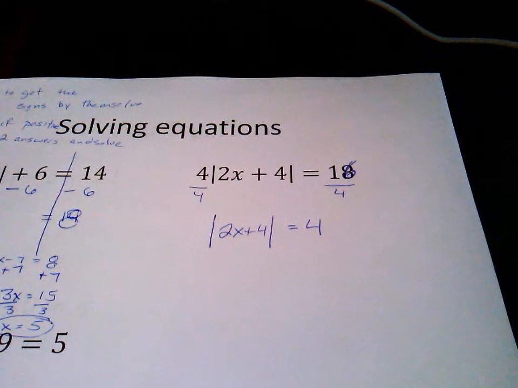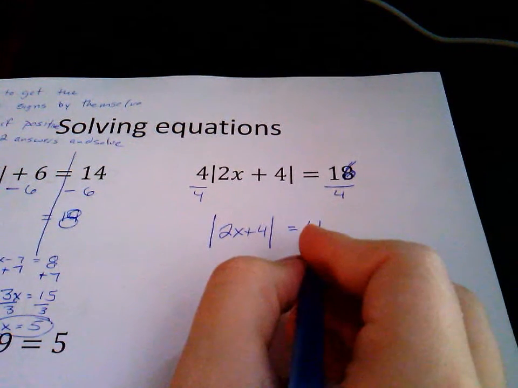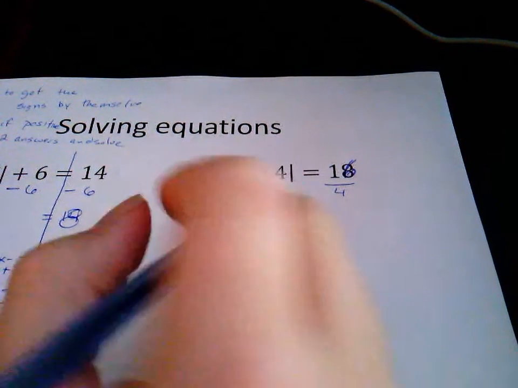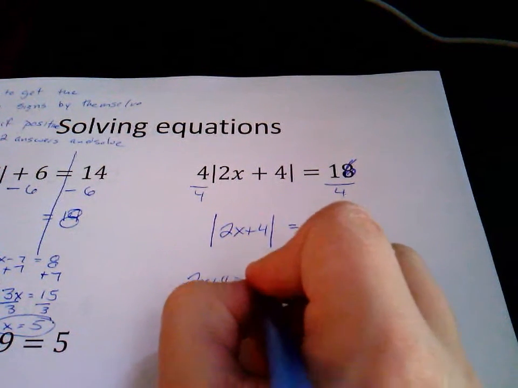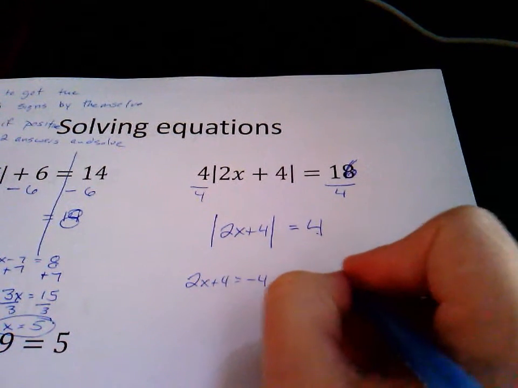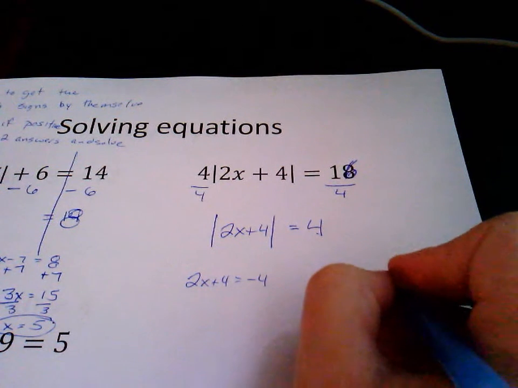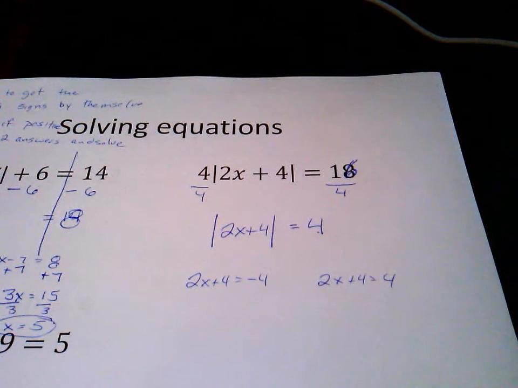Well, now we have the absolute value sign by itself. We can see that this is a positive number. So now we've got to get our two answers. So we got 2x plus 4 equals -4, and 2x plus 4 equals +4. From there we just solve.